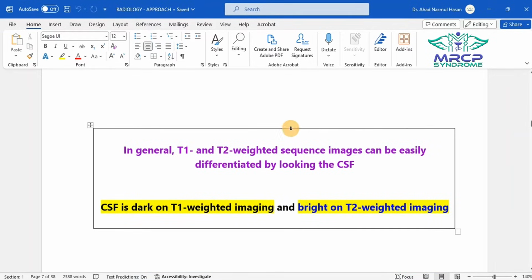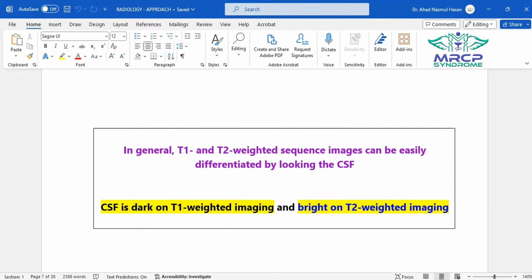Also just memorize this gold standard point. So in general, T1 and T2 weighted sequence images can easily be differentiated by looking at the CSF. The CSF is dark in T1 weighted imaging and bright on T2 weighted imaging. So CSF would be dark or black or hypointense in case of T1, and it should be bright or hyperintense or white in case of T2.